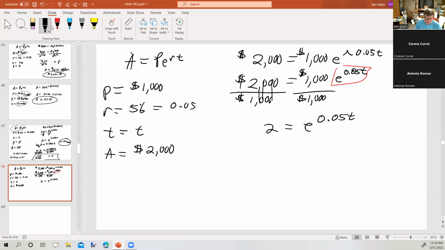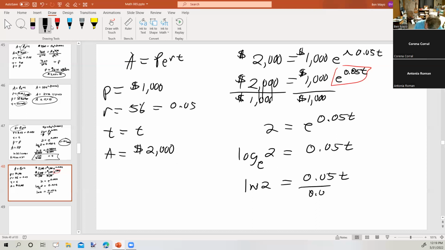This is an exponential equation. We're trying to solve for the exponent, so we're going to change this into a logarithmic equation. Log base e of 2 is 0.05 times t. But log base e is natural log. So ln 2 equals 0.05 t. Divide both sides by 0.05. So t equals the natural log of 2 over 0.05.